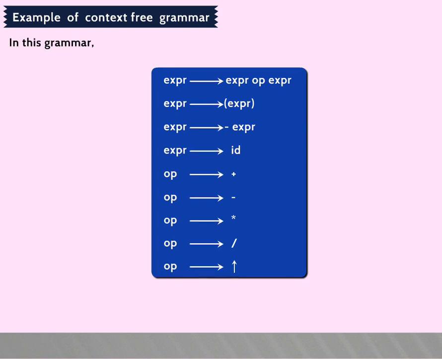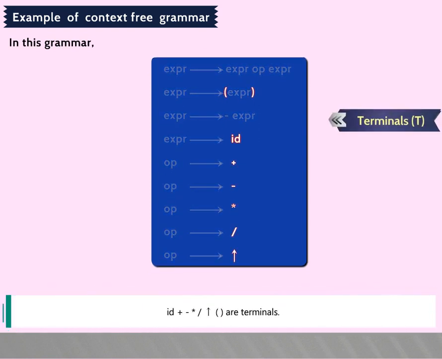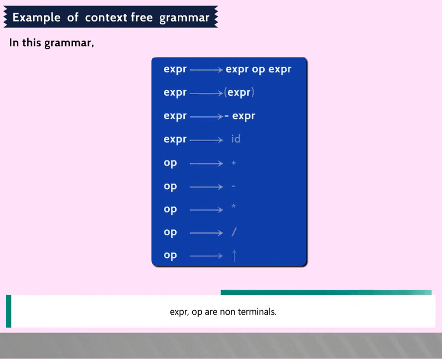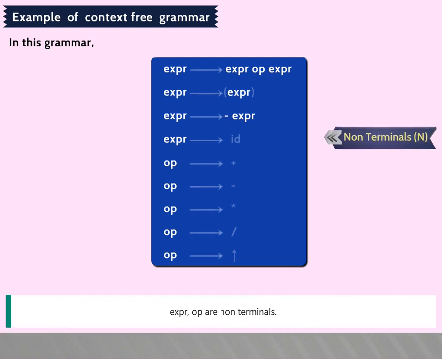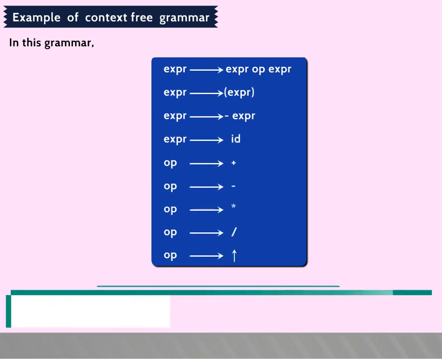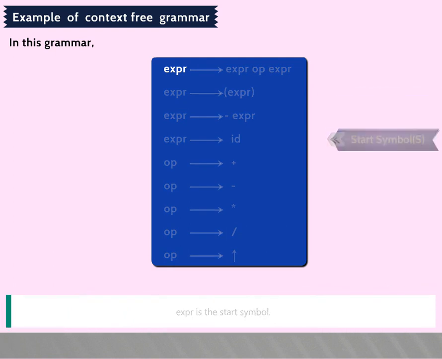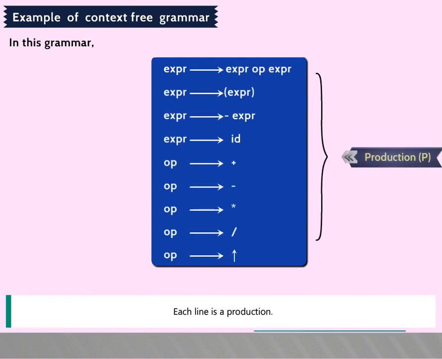In this grammar, ID, plus, minus, multiplication, slash, higher precedence, open bracket, close bracket are terminals. EXPR and op are non-terminals. Expression is the start symbol. Each line is a production.